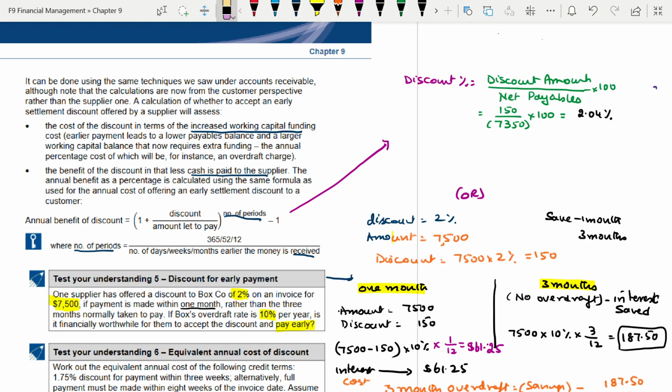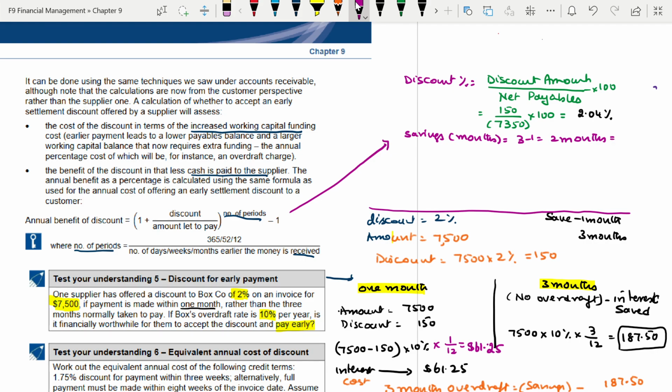Now we are doing it another way. The result will be the same. How many months are you going to save? We are paying within 1 month instead of 3. Savings in terms of months: 3 minus 1, 2 months. Savings is 2.